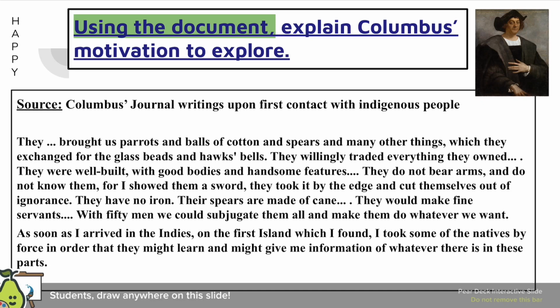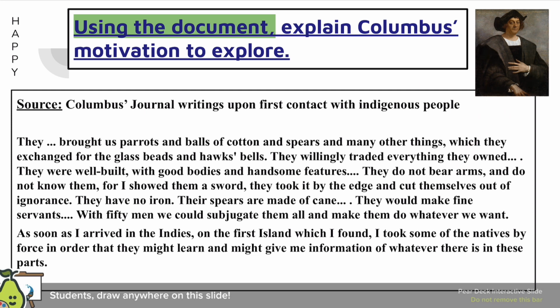They are well built with good bodies and handsome features. They do not bear arms. Okay, now this is specifically talking about gunpowder technology. We already know that there's no gunpowder technology in the New World because that came from the Old World, specifically starting in China or Asia and then being spread through the Mongol conquests of period 1.